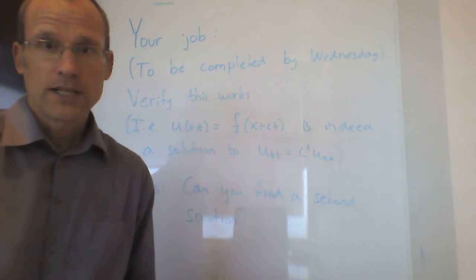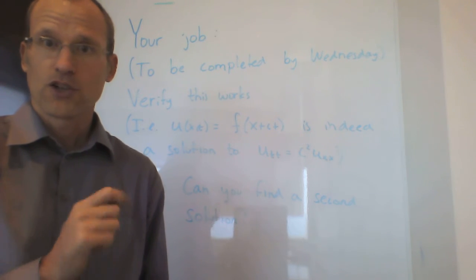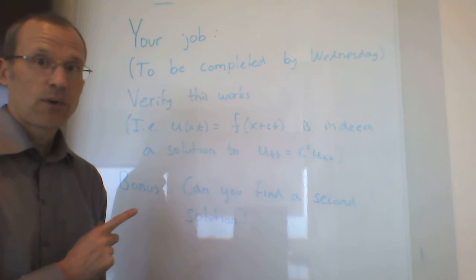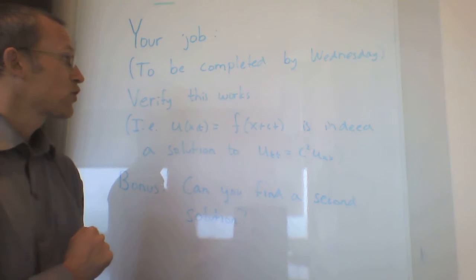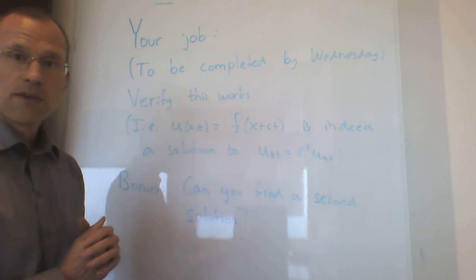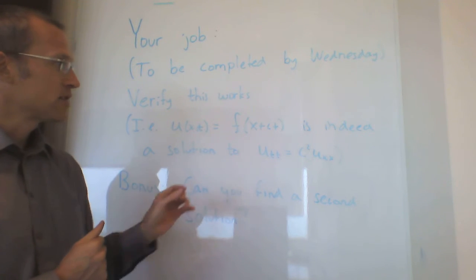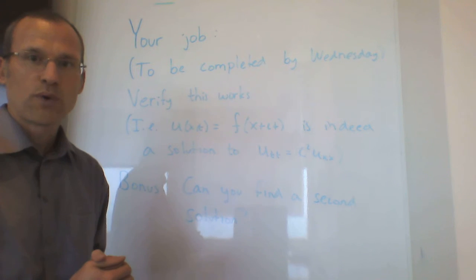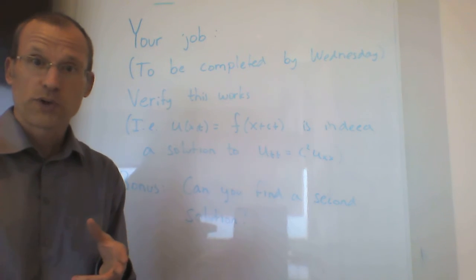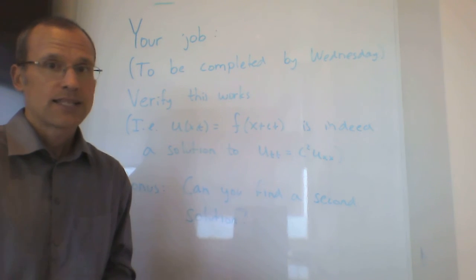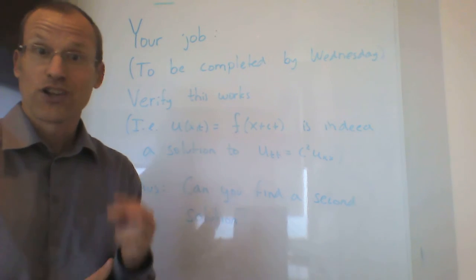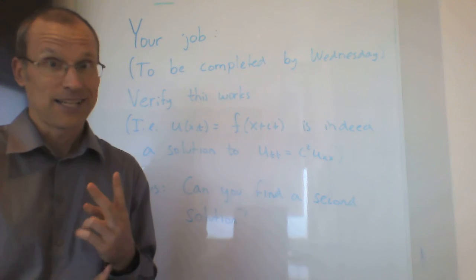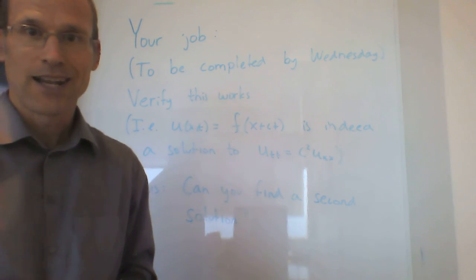We'll get into more of the details on Wednesday, but before that you have a couple things that I want you to do. First thing, I want you to actually verify what I just said was true. In other words, verify that this solution, f of x plus ct, is in fact a solution to this equation. And then bonus points if you can come up with a second solution to this problem. Remember, we're dealing with a second order equation. A second order equation always is going to have two solutions. I've given you one solution. I want you to see if you can find the second solution. So good luck with that, and I'll see you on Wednesday.